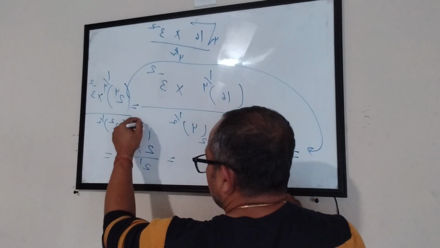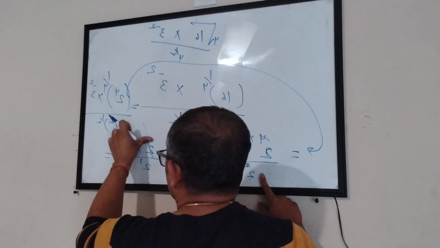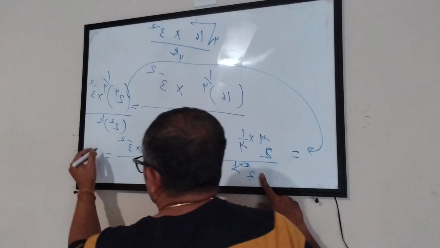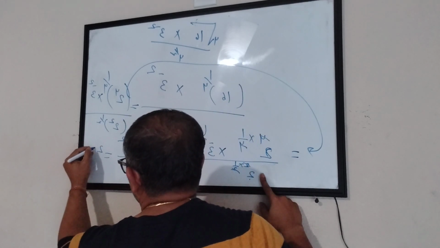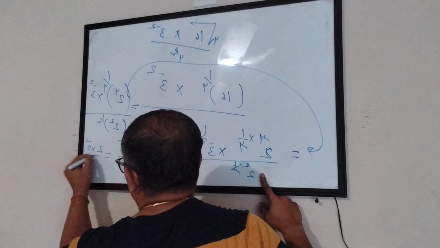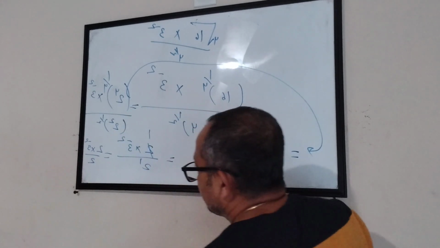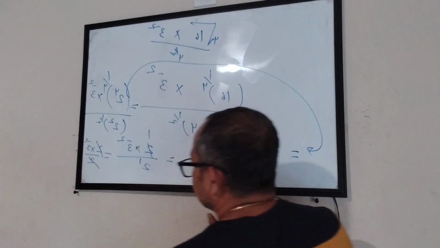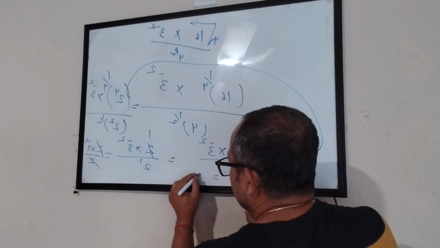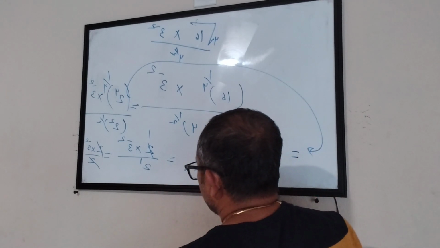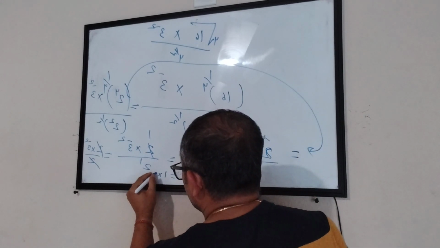What happened? Oh, sorry, let me not rush. So 2 to the power 1 is 2, and 3 to the power minus 2 divided by 2 to the power 1 is again 2. Tic tac toe, gone. What I have is 3 to the power minus 2. I can write this as 1 into 3 to the power minus 2.